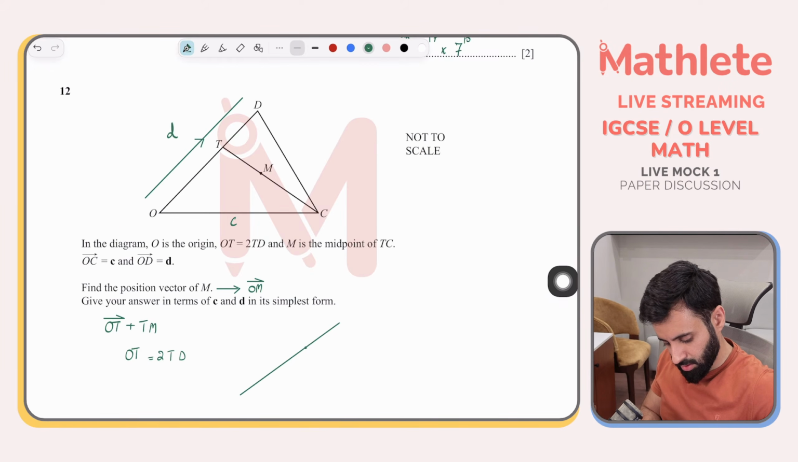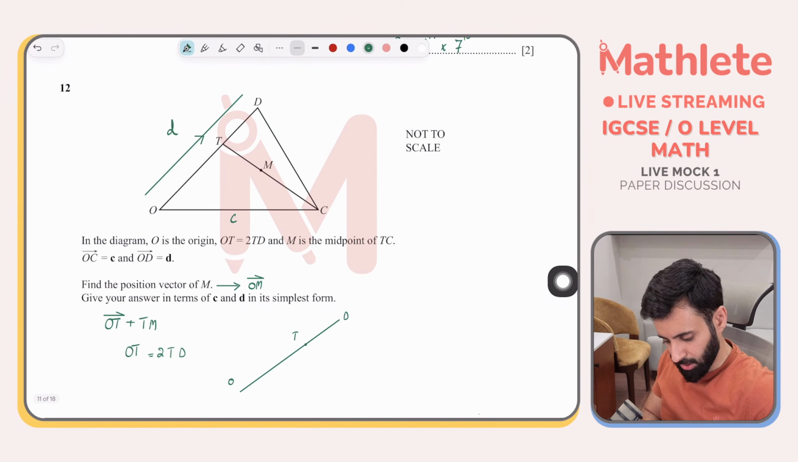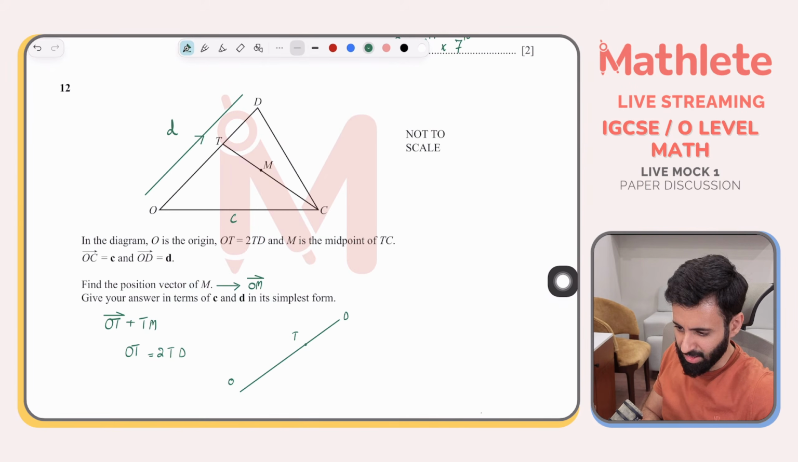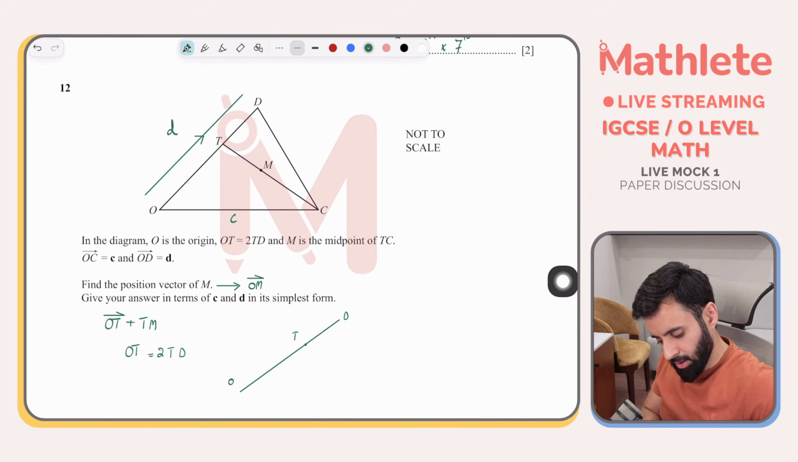This means OT and TD. Now the problem is that we know neither OT nor TD. What we know is OD. OC plus CM. That's not exactly a better idea. Okay. So here's what we can do. If we write OT upon TD, that's going to be 2:1.